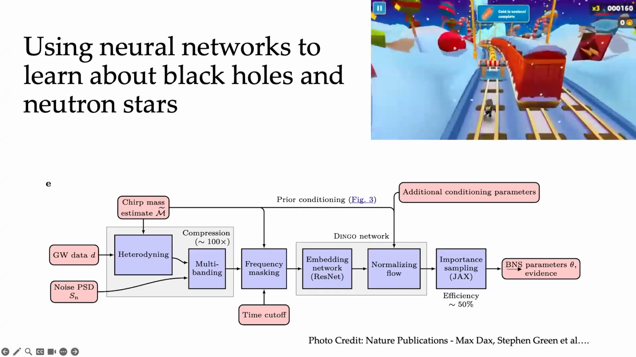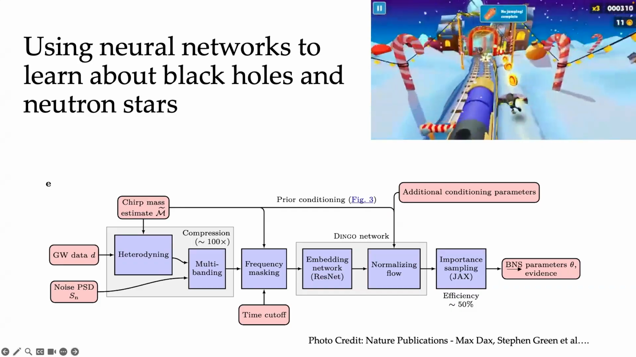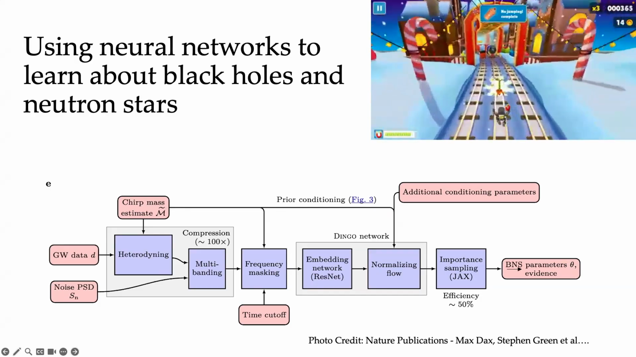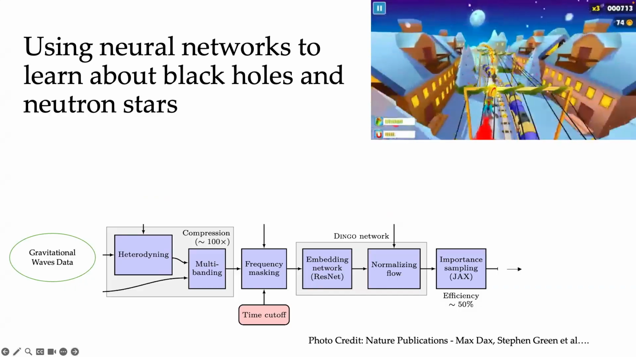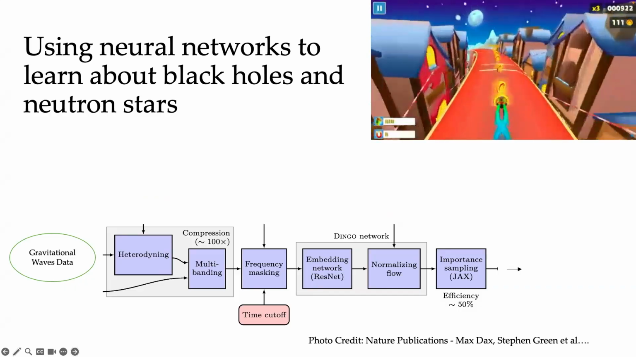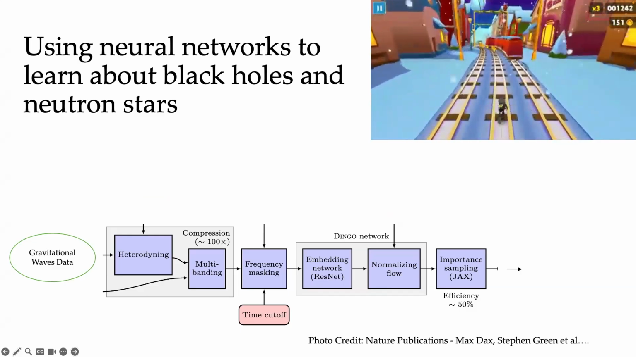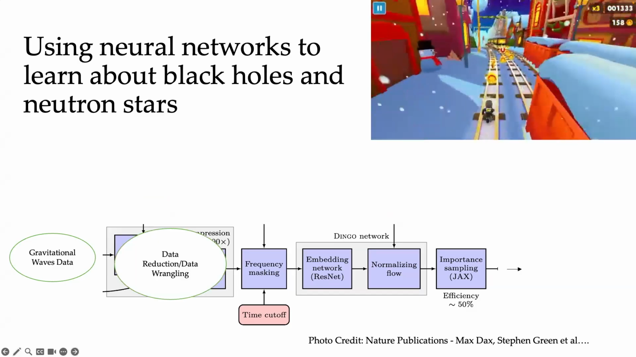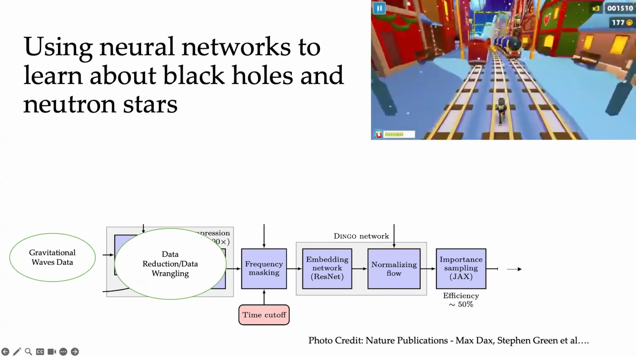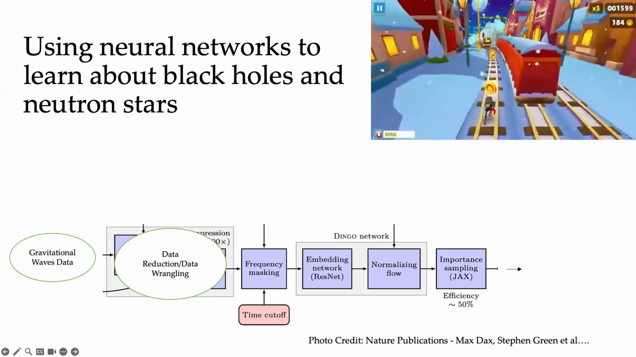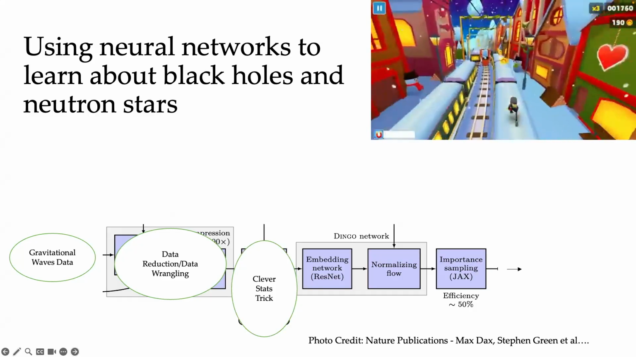So this is basically the whole architecture of our neural network in terms of how we analyze the data. I am going to simplify it down just a bit for you, so we'll get rid of all of that. We start with some gravitational wave data over here. Then we do some data compression. It's a fancy word, but basically we take the data, make it smaller, and make it more understandable. So it's called data wrangling. After that, we do something that's very unique to gravitational waves. It's called frequency masking. It's a clever stats trick. That's all it is.